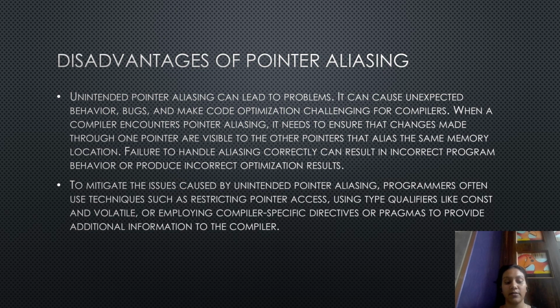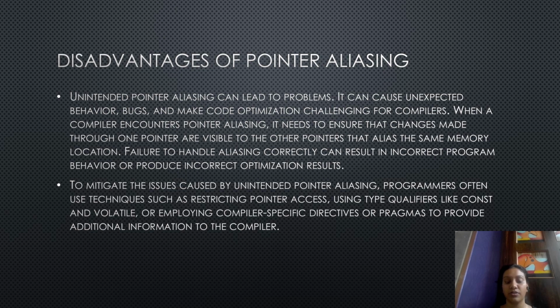Disadvantages of pointer aliasing. Unintended pointer aliasing can lead to problems. It can cause unexpected behavior, bugs, and make code optimization challenging for compilers. When a compiler encounters pointer aliasing, it needs to ensure that changes made through one pointer are visible to the other pointers that alias the same memory location. Failures to handle aliasing correctly can result in incorrect program behavior or produce incorrect optimization results.